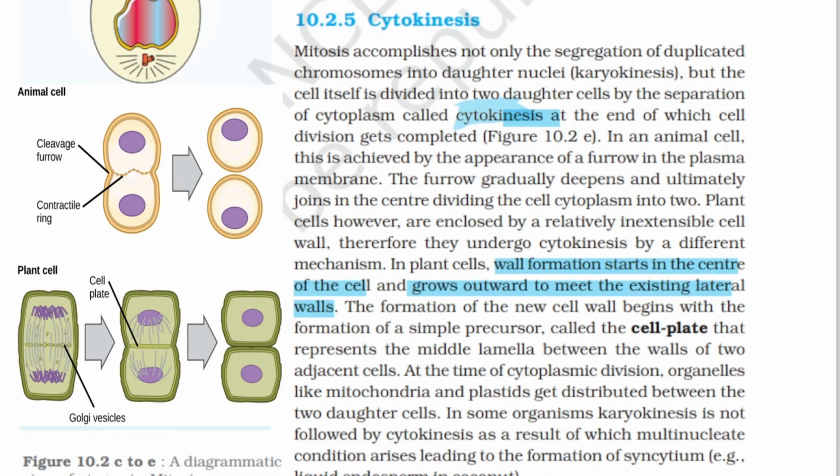So in animal cells, if this is the one cell, slowly this furrow develops and breaks into two daughter cells. Whereas in plant cells, okay, this is the plant cell, the division starts from the center. Slowly it runs towards the wall and divides into two cells.